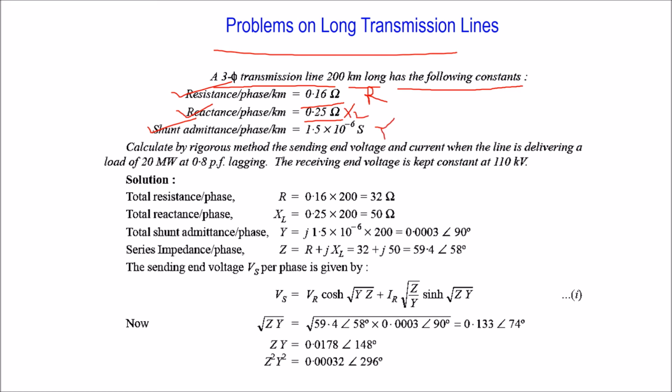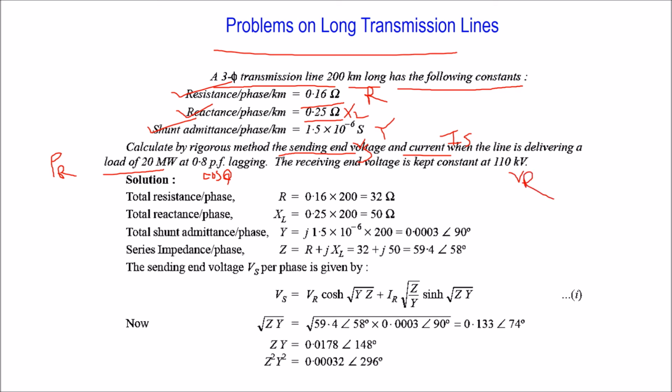What we have to calculate? We have to calculate the sending end voltage Vs and sending end current Is when the line is delivering load power 20 megawatt. So PR is given, receiving end power, at 0.8 power factor lagging, so cos phi is given, right? The receiving end voltage is kept constant at 110 kV, so VR is also given.